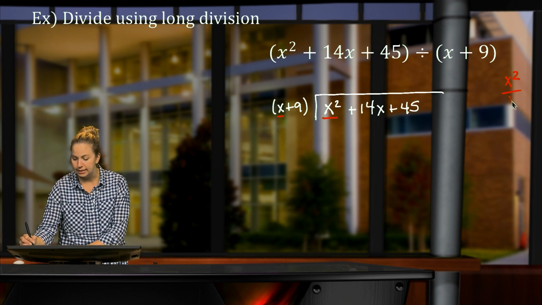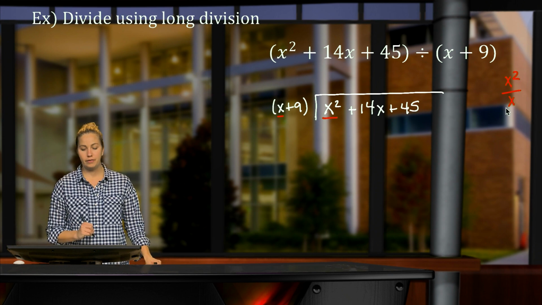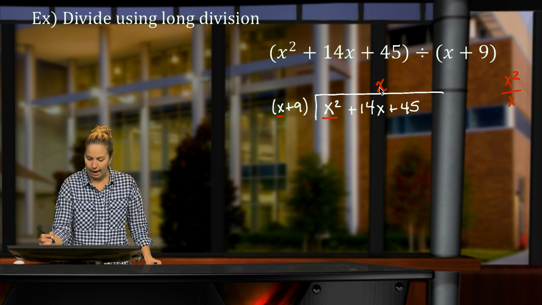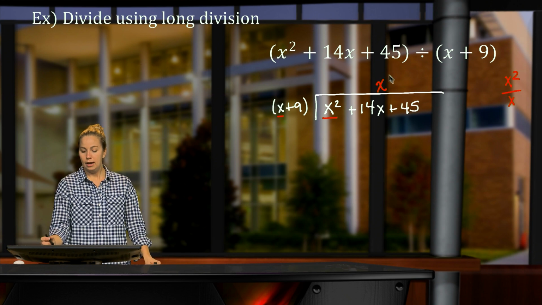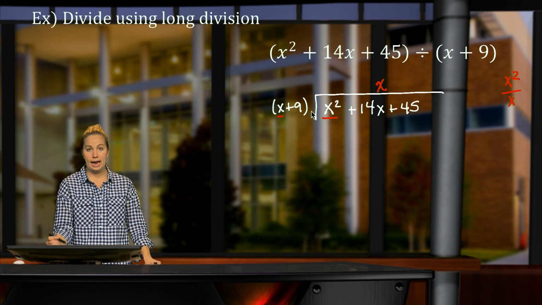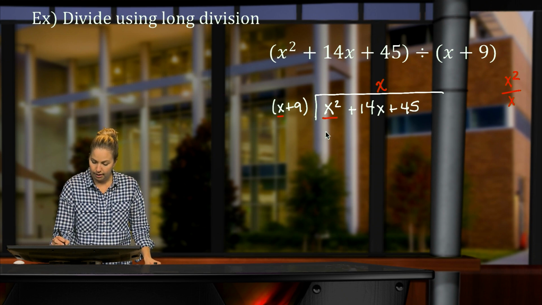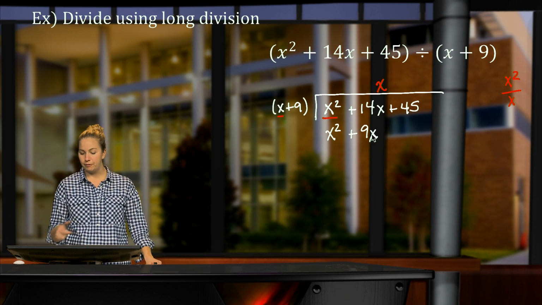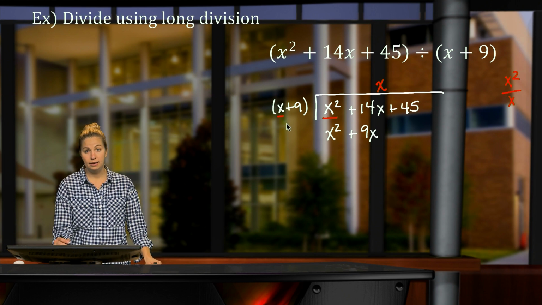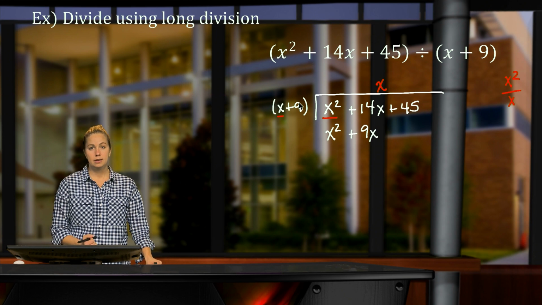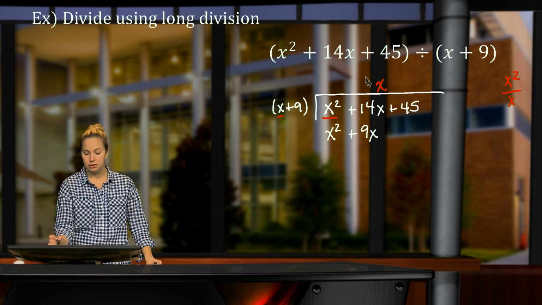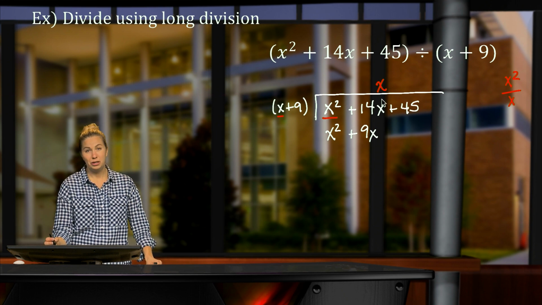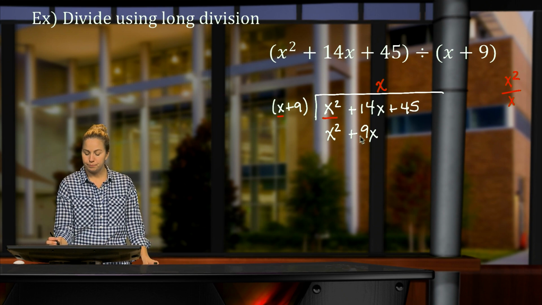A lot of times we'll come to our margin and set that up. What is x squared divided by x? That is x. Now when I multiply x times x plus 9, I get x squared plus 9x. Again, I'm doing the exact same steps I did before. I started with dividing x squared by x, and then I multiplied my value up here times my divisor. The only difference is that now we're getting a binomial.